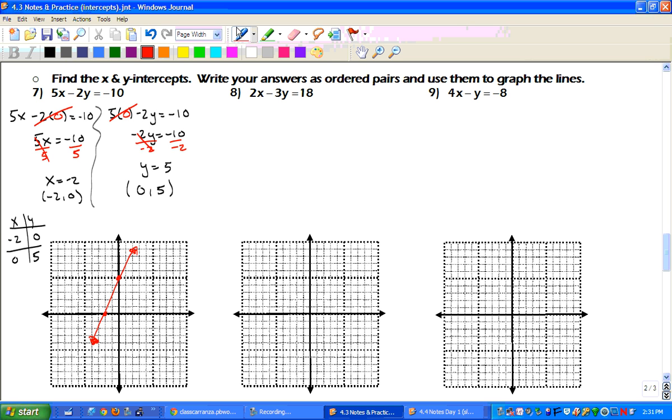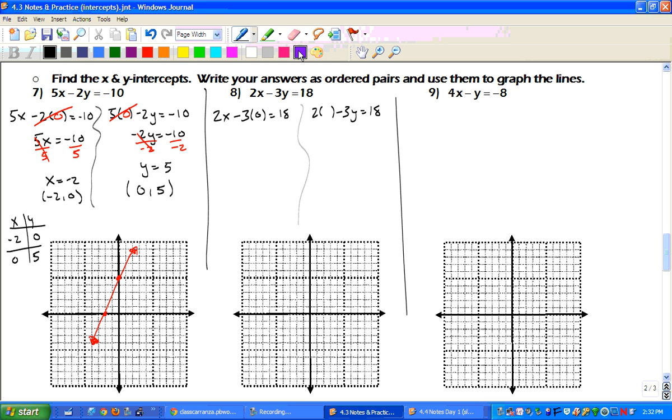Let's go ahead and do 8. All right, so we've got 2x minus 3y, solve for one, and then solve for the other. All right, so we're plugging in zeros for both of those. 2x equals 18, divide both sides by 2. We get x equals 9.